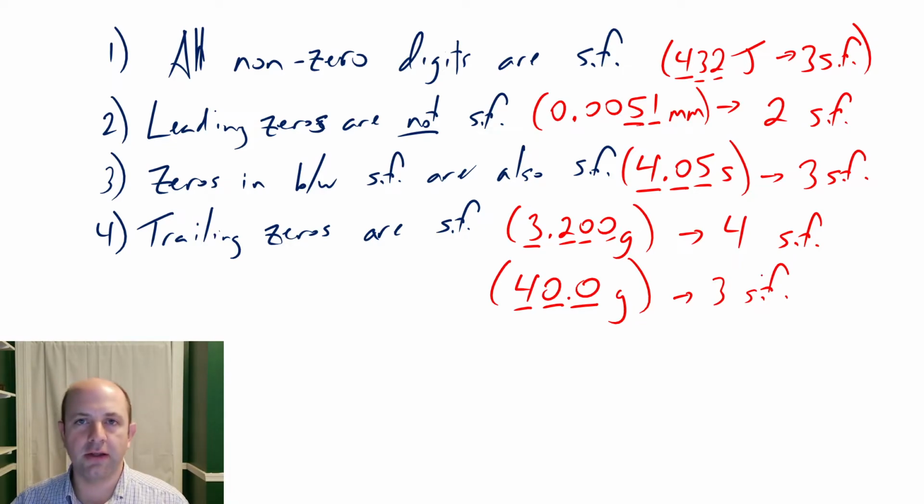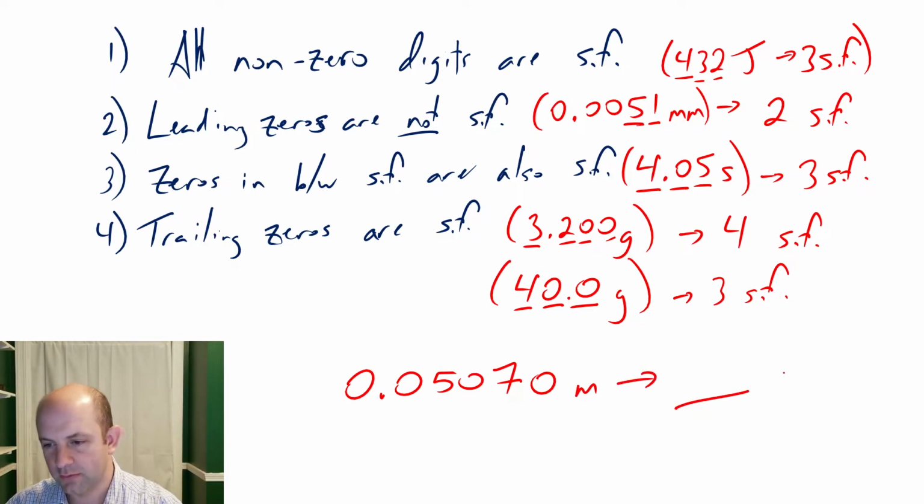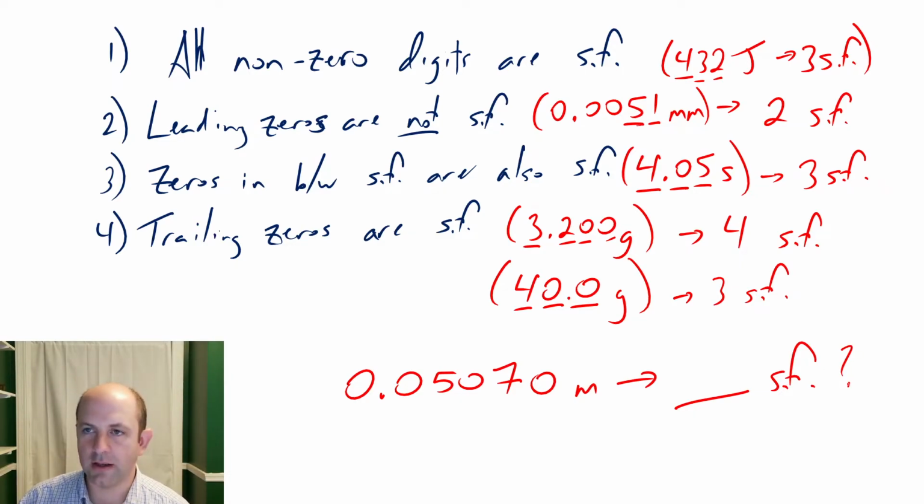And so you could get a number that involves a lot of these. So, pause the video after I put this one up and see if you can do a little practice problem. Say we had 0.05070 meters. Now I'm just making that up. Go ahead. How many sig figs would that have? So pause the video, count it out.